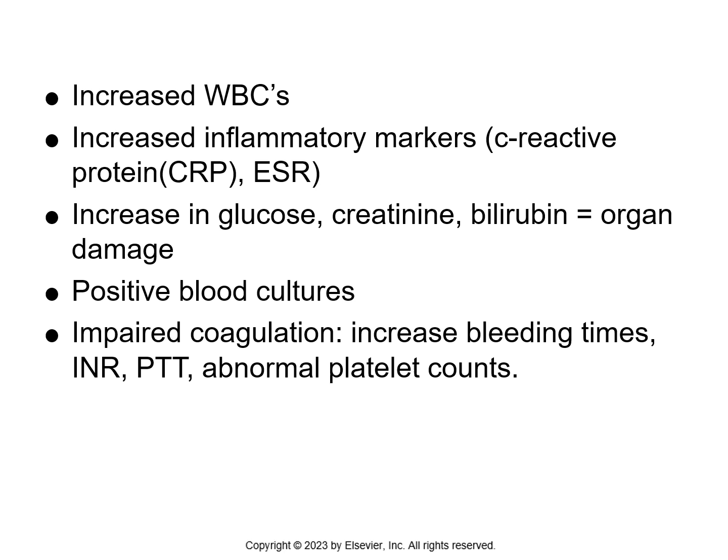This is all equal to organ damage when these increase. Positive blood cultures, they've come back positive. And we're going to have impaired coagulation, increased bleeding time, so we can bleed. Our INR and PTT, abnormal platelet counts. They're going to be bleeders. They're going to have the potential to bleed because they're not able to clot correctly, and that's not good.